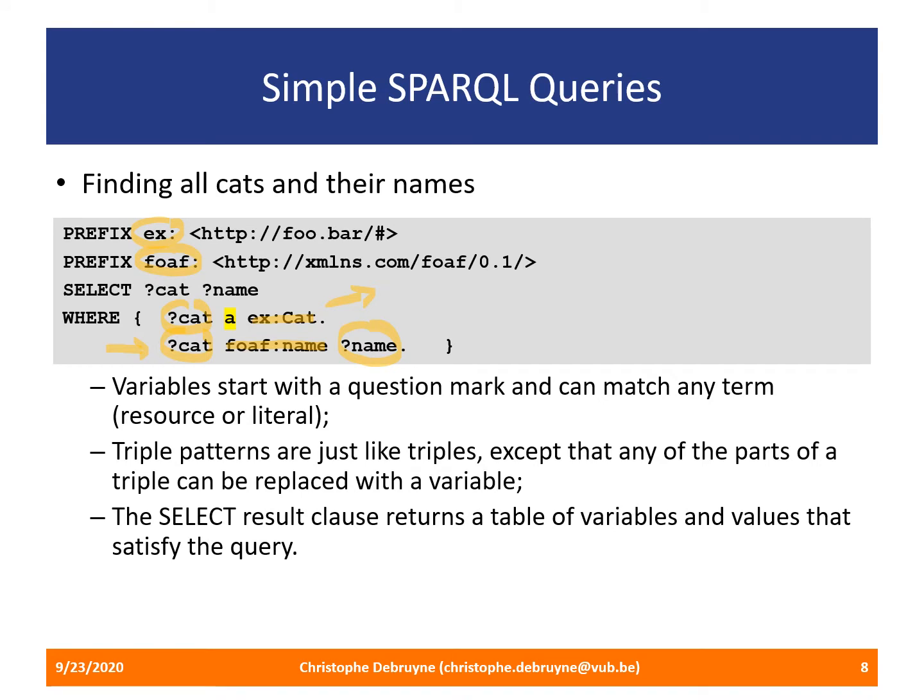Now, the select result clause will return a table of variables and values that satisfy the query. And finally, a, as you can see here, is syntactic sugar for rdf:type, much like in the Turtle RDF serialization format. This allows us to avoid the declaration of the prefix rdf in all of the queries, because this is a common one to use in queries.